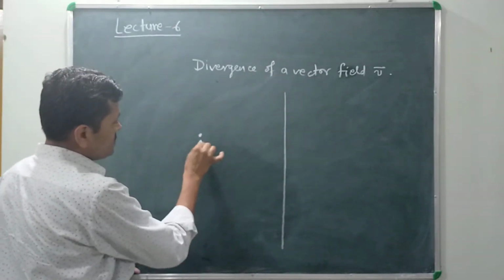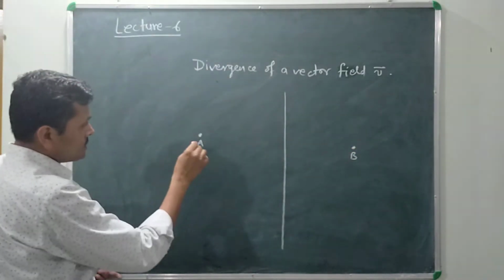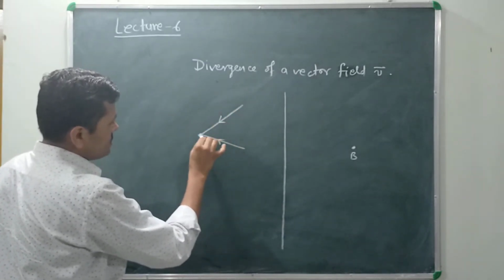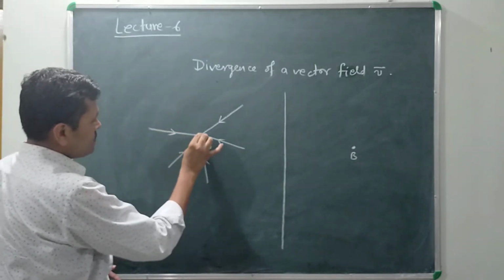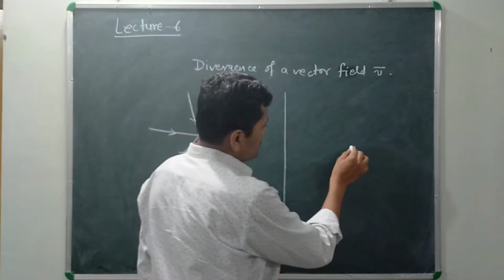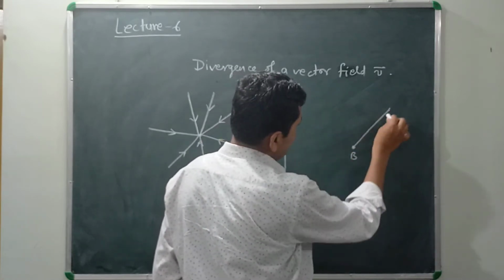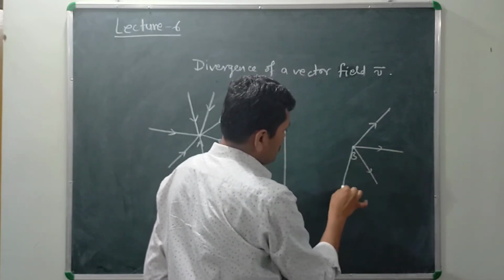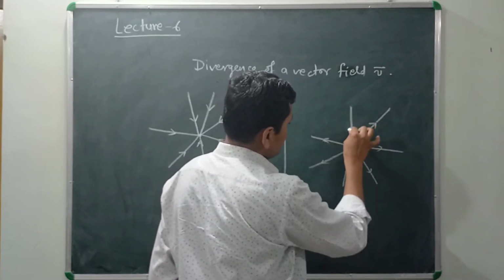Say this is point A and this is point B. So here at this point A, the field lines are converging, meaning they are meeting at the same point. Whereas in this figure 2, the field lines are originating from this point B like this.